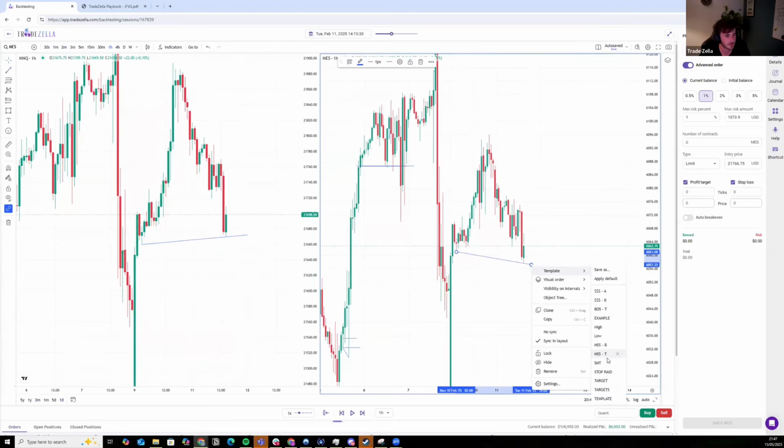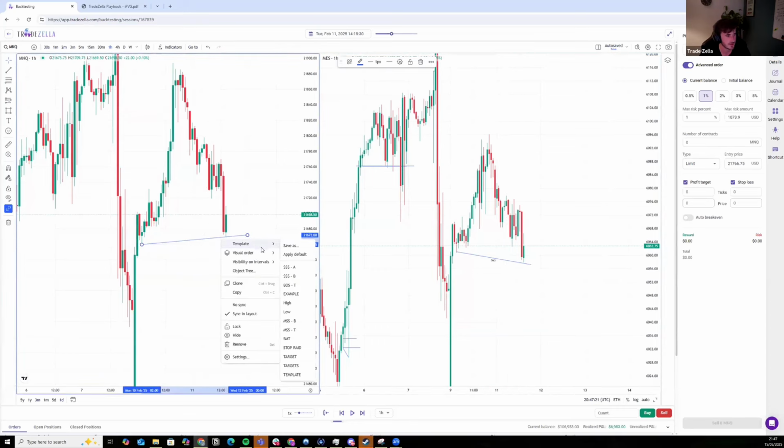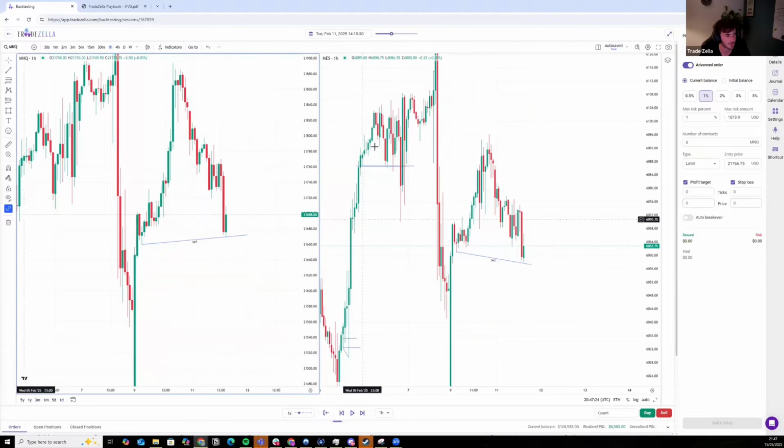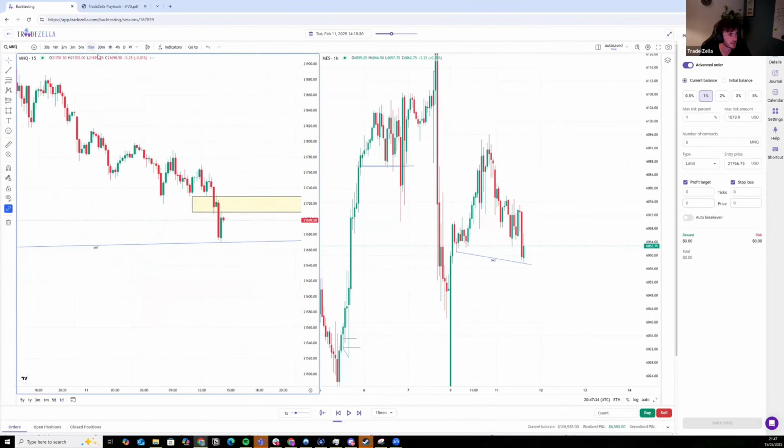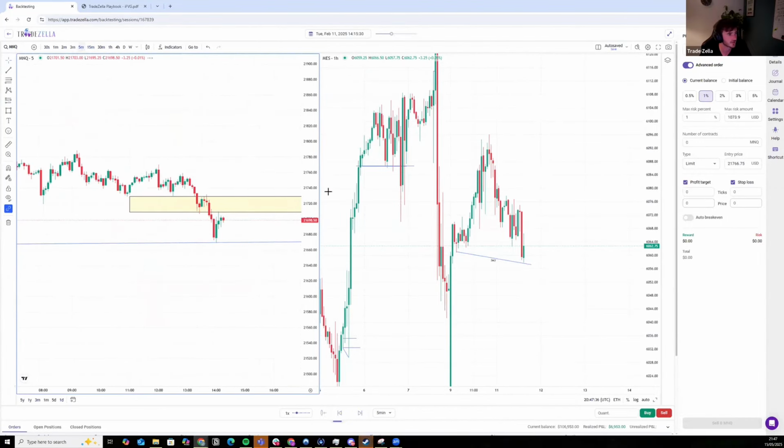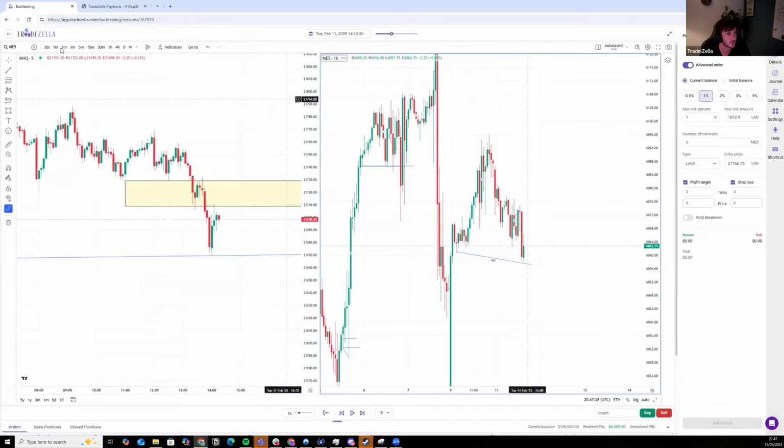I'll just mark this out: SMT, SMT. So concerns: we've got this 1 hour fair value gap. That's a concern, because price could tap into this and then reject. So ideally, I'd want to see price close through that. Let's see what market open does.